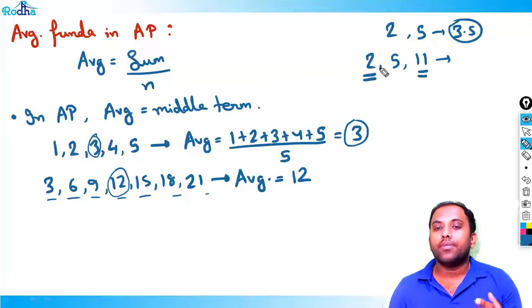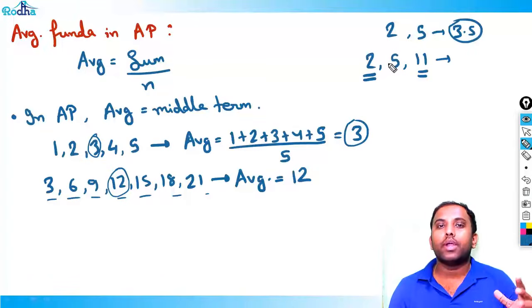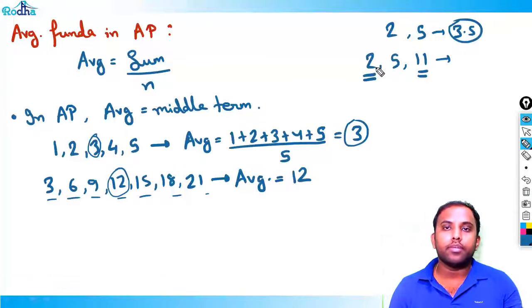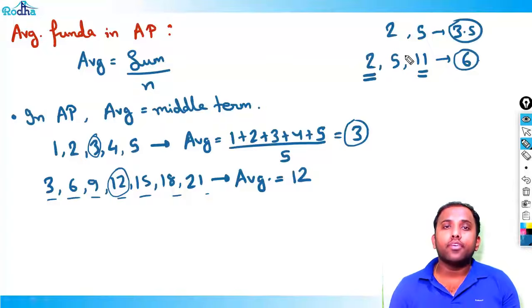That means even if I'm not calculating the average of the series, I can sense that the average will be somewhere in between 2 and 11. If you write all the numbers in ascending or descending order, the average will lie somewhere in the middle. If you calculate the average, 2 plus 5 plus 11 is 18, by 3, it is 6. See, 6 is in the middle of 2 and 11, somewhere in the middle, not exactly the middle.